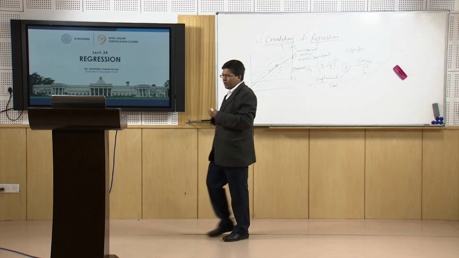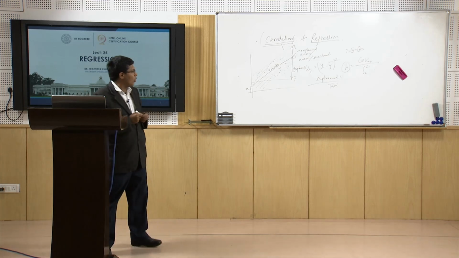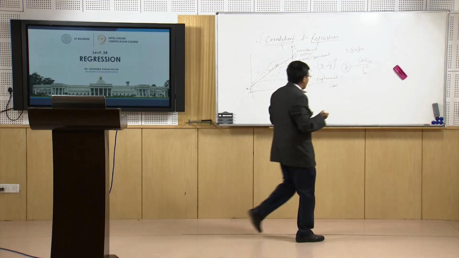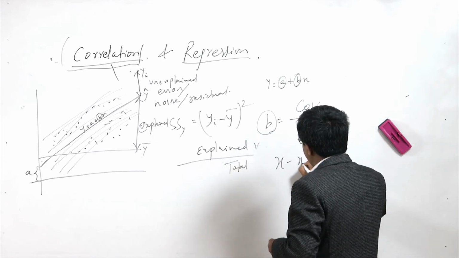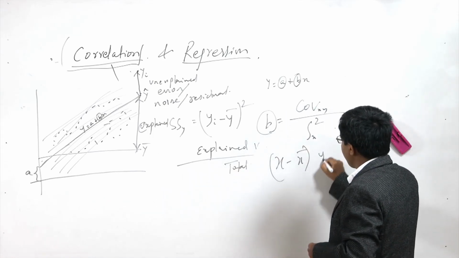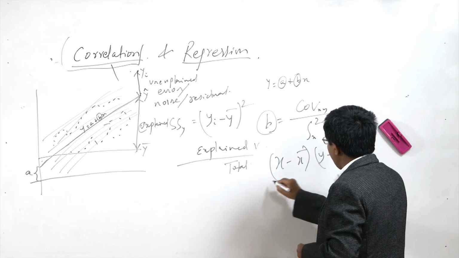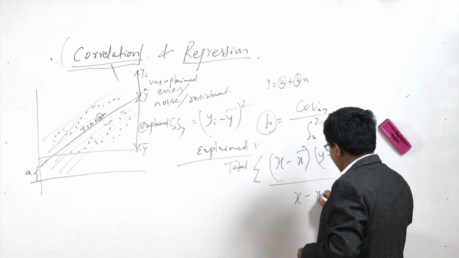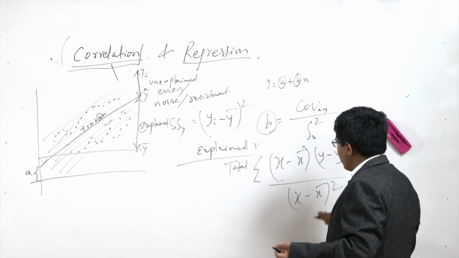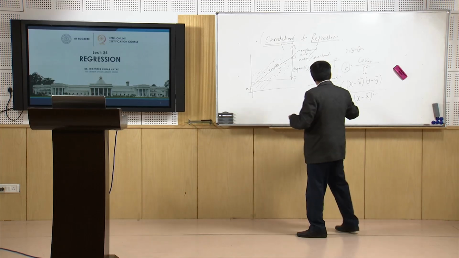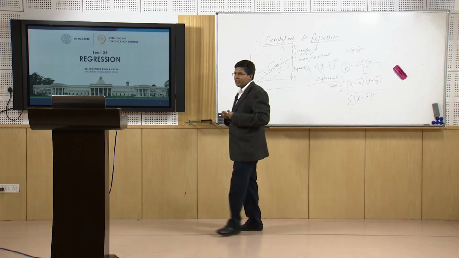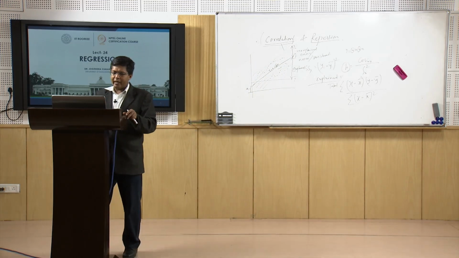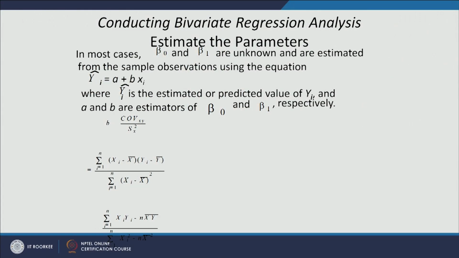Now, let us break it up. How will it look? You must be remembering: summation of x minus x bar into y minus y bar, divided by summation of x minus x bar square. This is what we want. If we get this, then we can find out the value of B. So, using this formula you can find out the value of B.